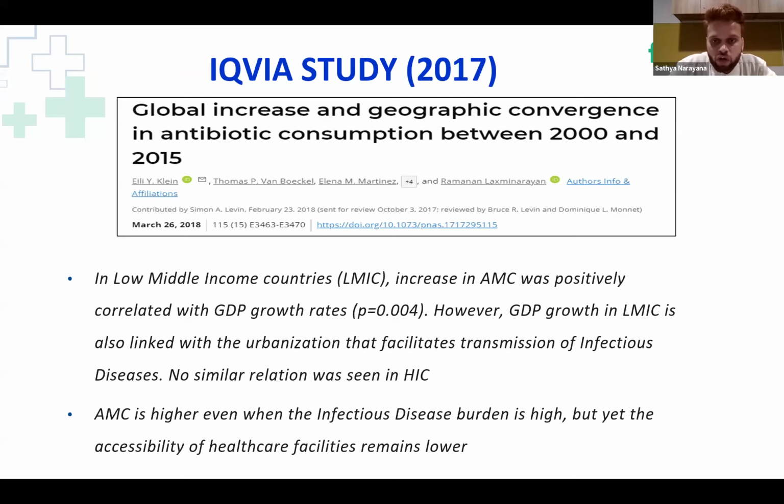So this report talks about how GDP growth in lower middle income countries is also linked with urbanization that facilitates transmission of infectious diseases. So this is one factor. And one more thing, antimicrobial consumption is higher even when the antimicrobial disease burden is high. So the same thing, if we are using antimicrobials irrationally, then the burden of infectious diseases, followed by the resistance rates, would be increasing. So regarding these two, the survey was done, and the literature talks about these two points mainly.